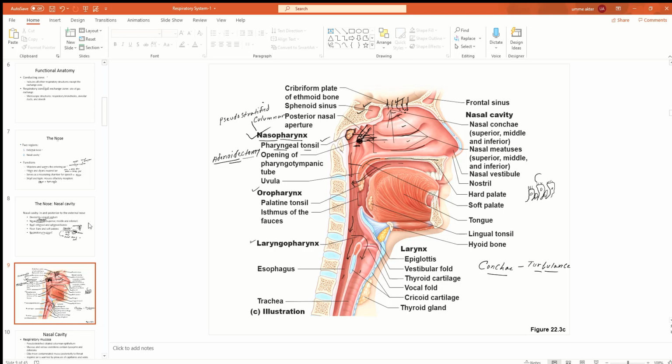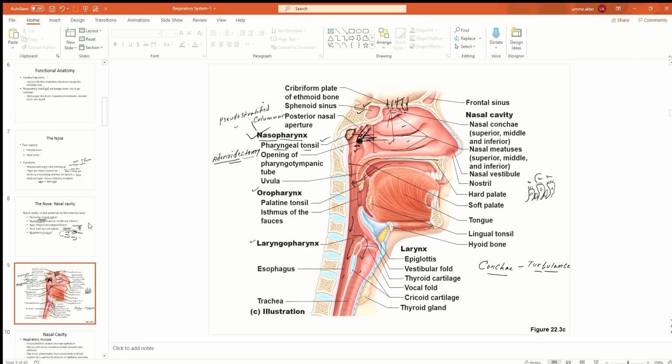So anyway, why is the lining of the nasopharynx as well as the nasal cavity pseudostratified columnar? Because these epithelial cells have cilia and they beat all the time to push the mucus downwards towards the stomach. Okay, so that is very helpful.